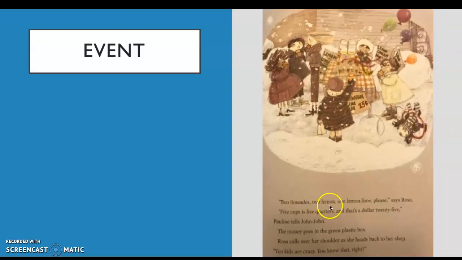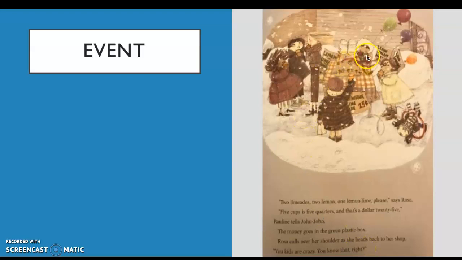Two limeades, two lemon, one lemon lime, please, says Rosa. Five cups is five quarters, and that's $1.25, Pauline tells John. The money goes in the green plastic box. Rosa calls over her shoulder as she heads back to her shop. You kids are crazy, you know that, right?